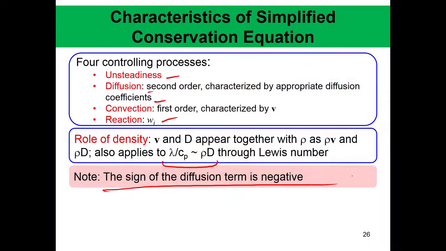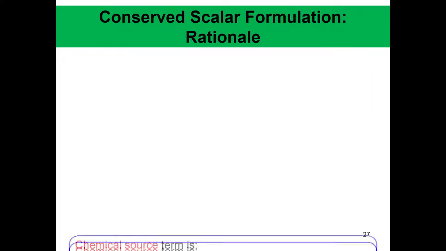That can happen in a flow that is convecting also, but we will come to these things later. The important thing is that the sign of the diffusion term is negative, and that arises because heat always flows from a region of high temperature to a region of low temperature.